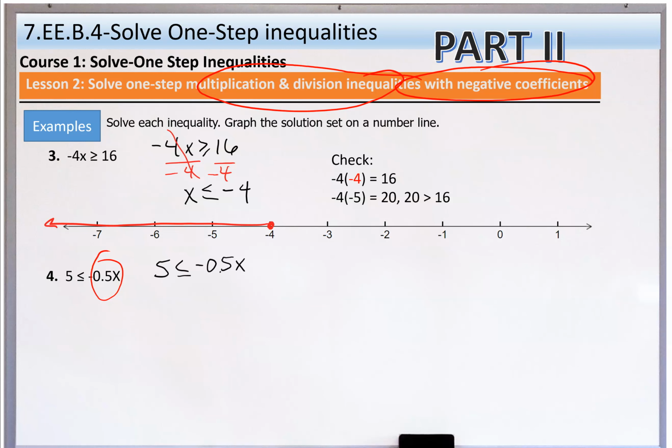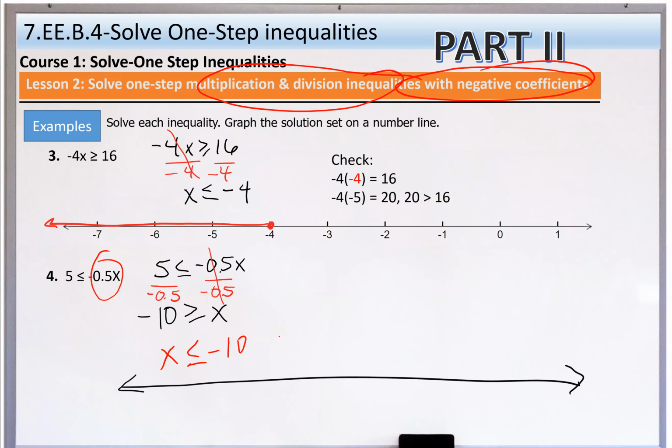Number 4 has a negative coefficient. So I'm going to invert my inequality sign and divide both sides by negative 5/10. I get negative 10 is greater than or equal to x, which means that x is less than or equal to negative 10.